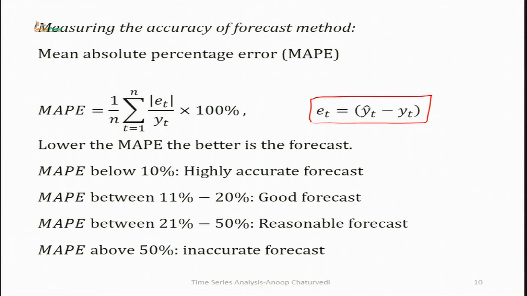So, this is a measure of accuracy of forecast, and lower the MAPE, the better is the forecast. Usually MAPE below 10% is considered as highly accurate forecast. A MAPE between 11% to 20%, this is just a general criterion, is a good forecast. Then MAPE between 21% to 50% is an indication of reasonable forecast, and MAPE above 50% is an indication of inaccurate forecast.